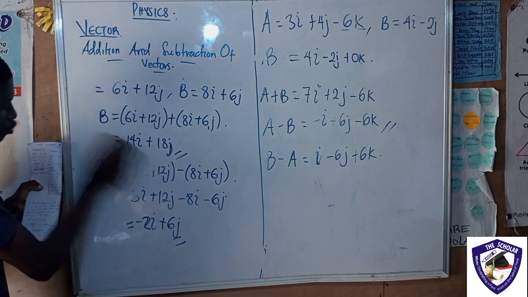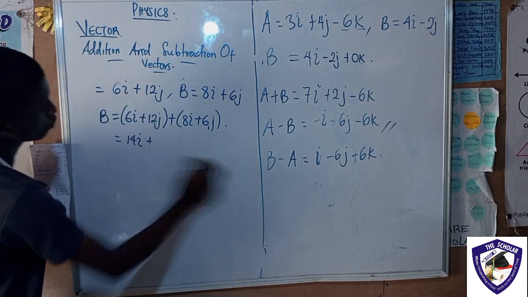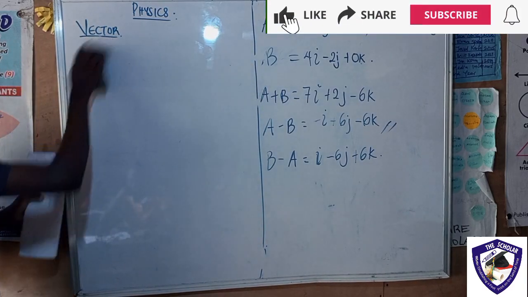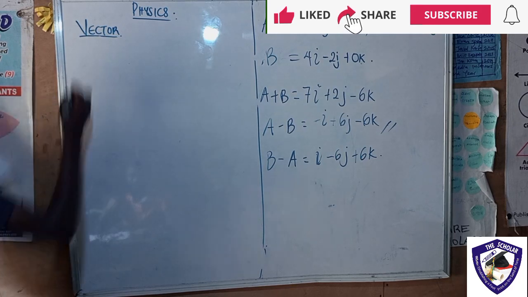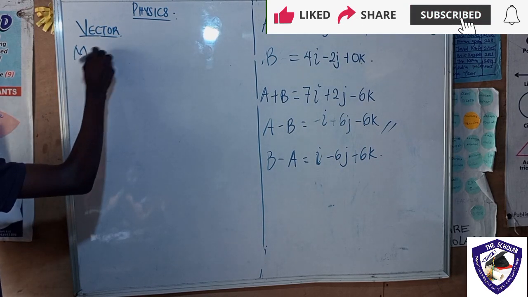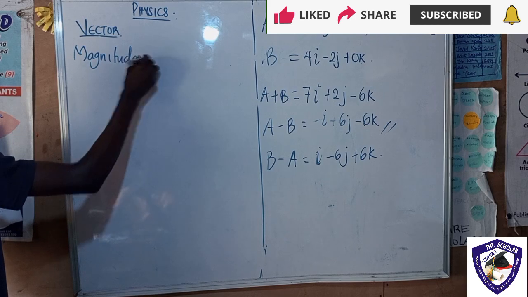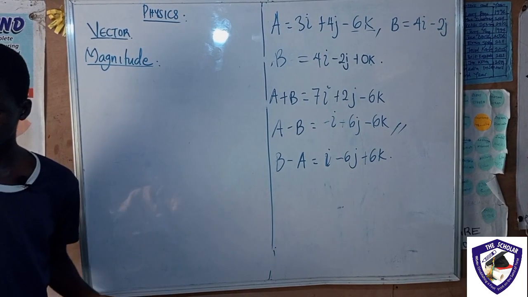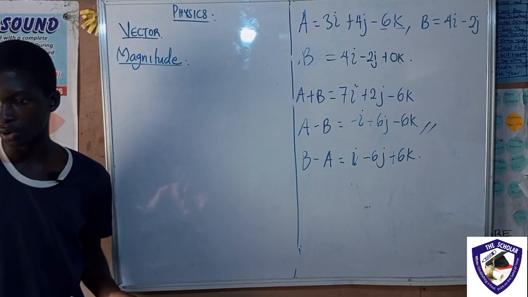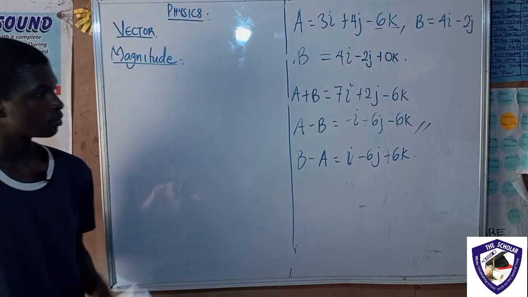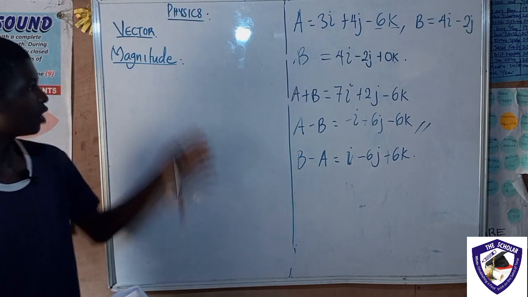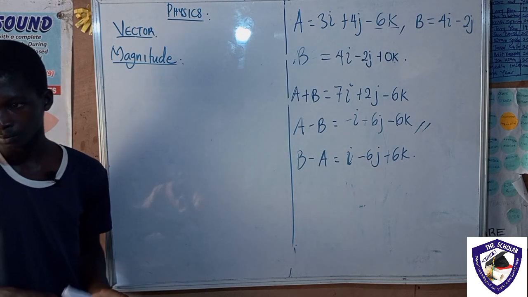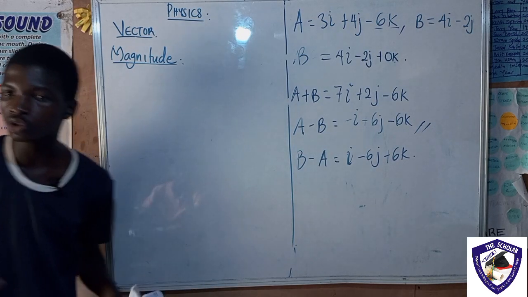Now let us move on to a particular aspect of vectors today. We call it the magnitude of vectors. Magnitude. You know, we said that a vector is a quantity having both magnitude and what? And direction. Now here we have magnitude. That means how to find the magnitude of a vector. To find the magnitude of the vector, we make use of this formula.